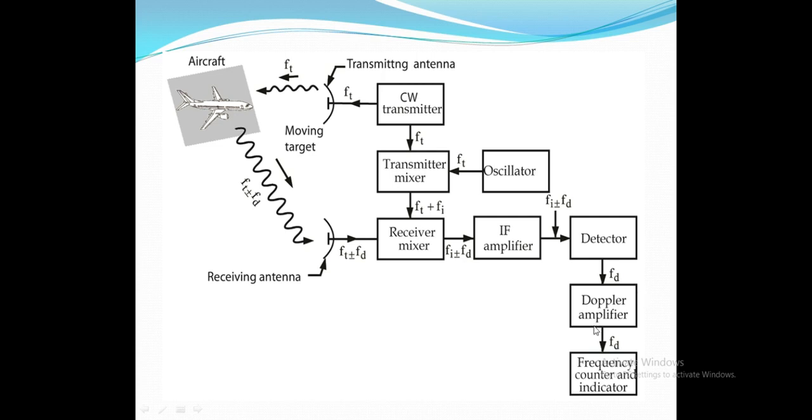In the Doppler amplifier, it eliminates the echoes from the stationary targets and amplifies the Doppler echo signal Fd. After that, the amplified Doppler frequency Fd is displayed as the velocity of the target in kilometers per hour or miles per hour in the frequency counter and indicator block. So this is all about continuous wave radar.